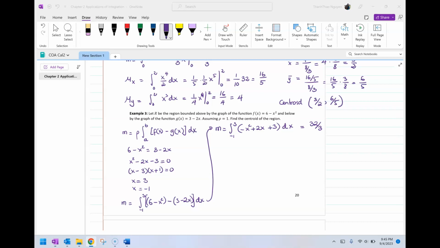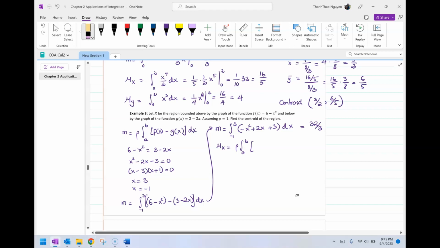Now the next thing we need to do is to calculate the moment with respect to x and the moment with respect to y. The moment with respect to x is given by rho, the integral from a to b, of 1/2 times f of x squared minus g of x squared dx.